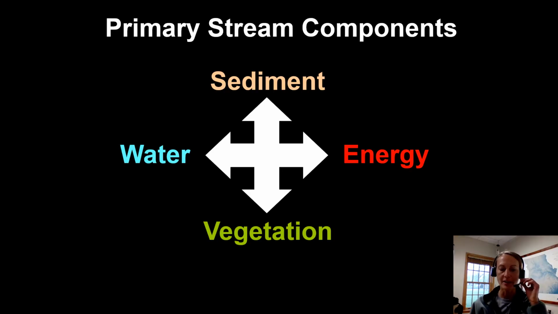There are four primary components that interact in watersheds to create and maintain stream systems. They are sediment, water, vegetation, and energy. And when there is a change in just one of these components, it's very likely that the other components will be affected by that. Together, these components balance to form what we know as a dynamic equilibrium in a stream. So changes in any one of these components can affect the other three, which then causes changes within the entire stream system.